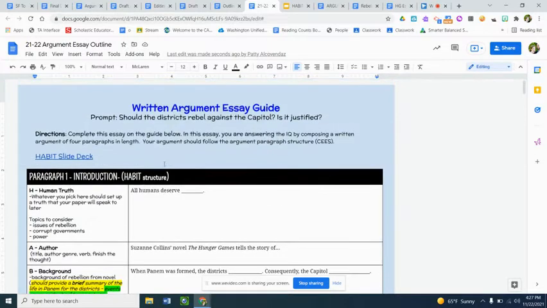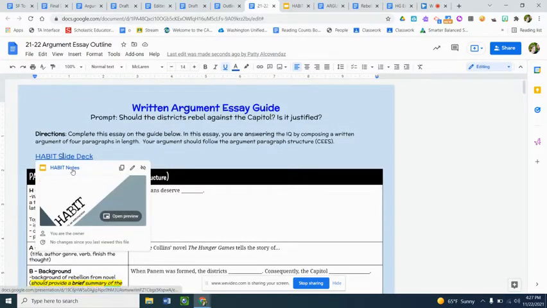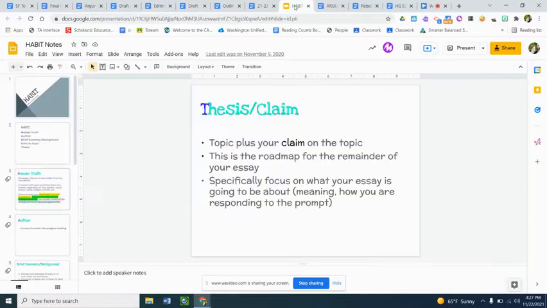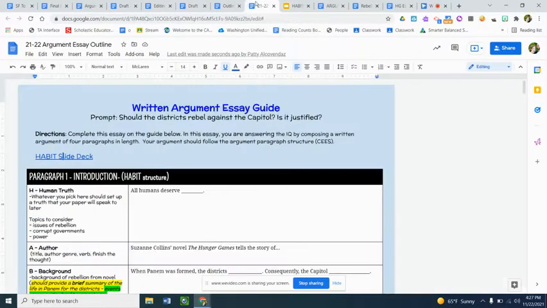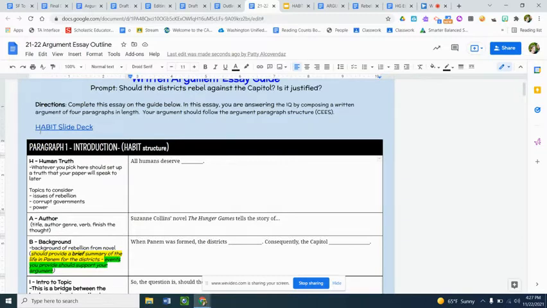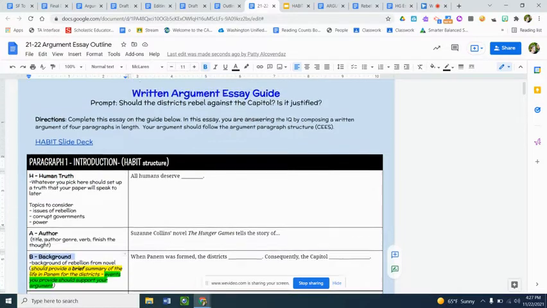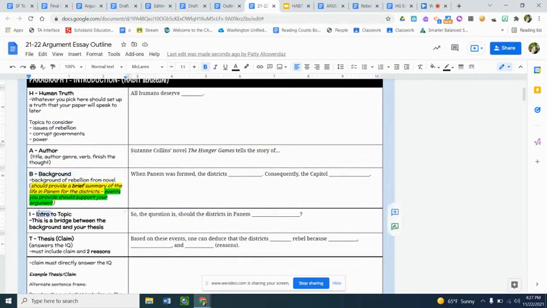The first thing you'll notice is there is a slide deck here of HABIT notes. You can open it. It's basically going to tell you what needs to go into an introduction. But I don't think you're going to need to, because I'm going to go through that with you right now. HABIT is just an acronym to help you remember all the parts that are supposed to go into an introduction. The H stands for human truth. The A stands for author. B is for background, I is for intro to the topic, and T is for thesis, or your claim.